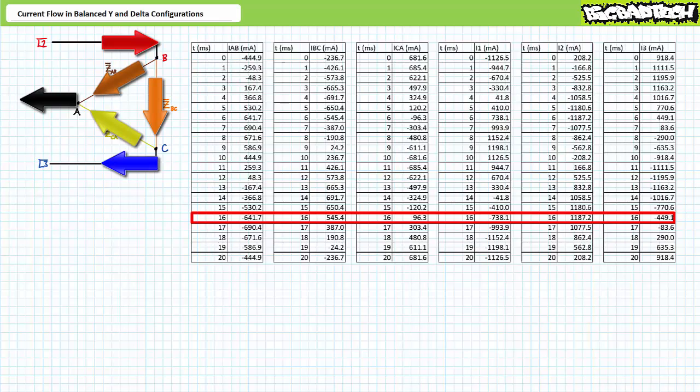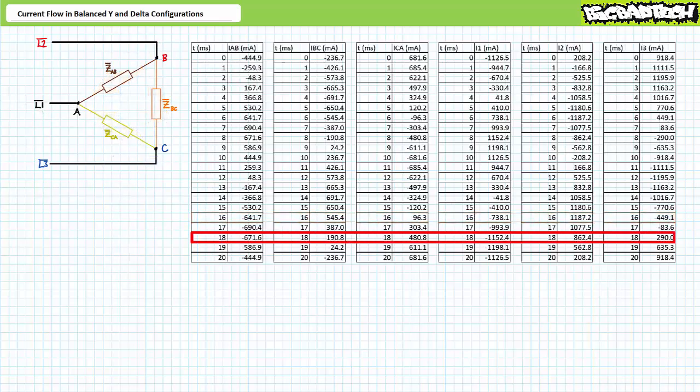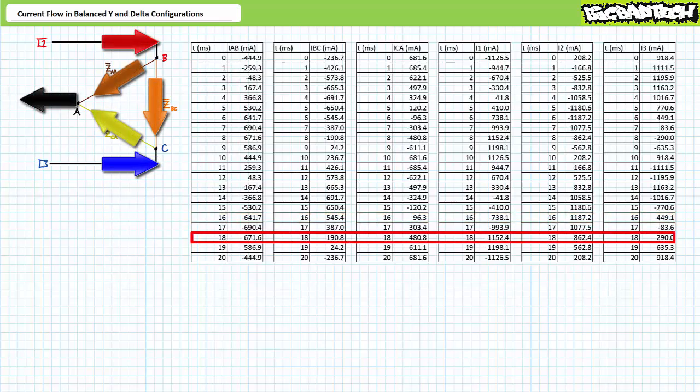738.1 milliamperes of current leaves node A, 1,187.2 milliamperes of current enters node B, and 449.1 milliamperes of current leaves node C. At t equals 18 milliseconds, 671.6 milliamperes of current travels B to A, 190.8 milliamperes of current travels B to C, and 480.8 milliamperes of current travels C to A.